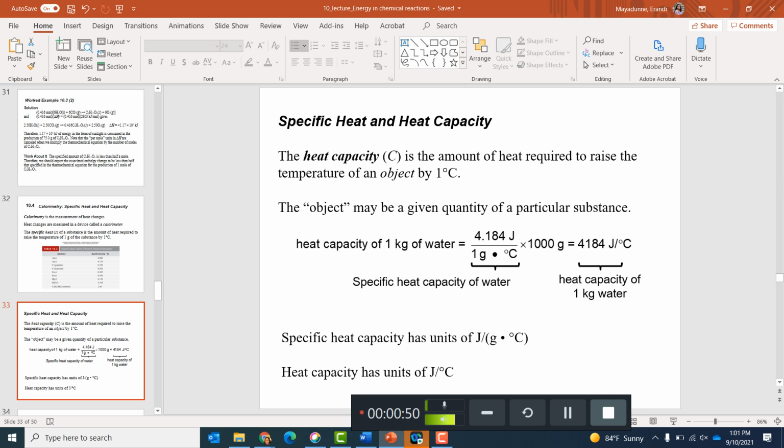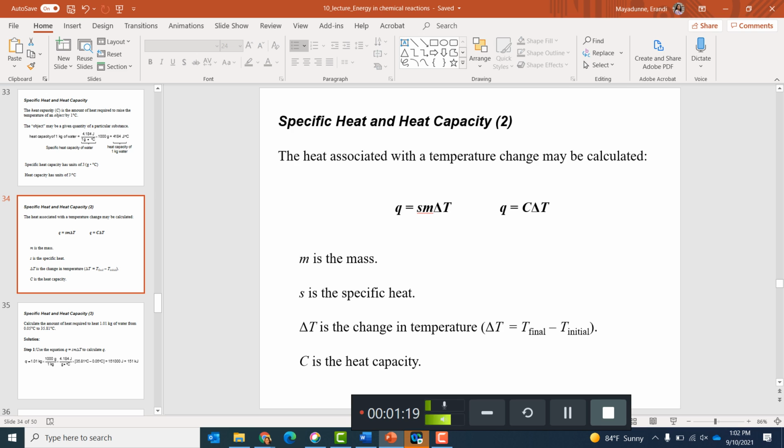For water, to increase the temperature of 1 gram of water by 1 Celsius, you need 4.184 joules. So if you need 4.184 for one gram, then for 1 kilogram, which is 1000 grams, you multiply by 1000.